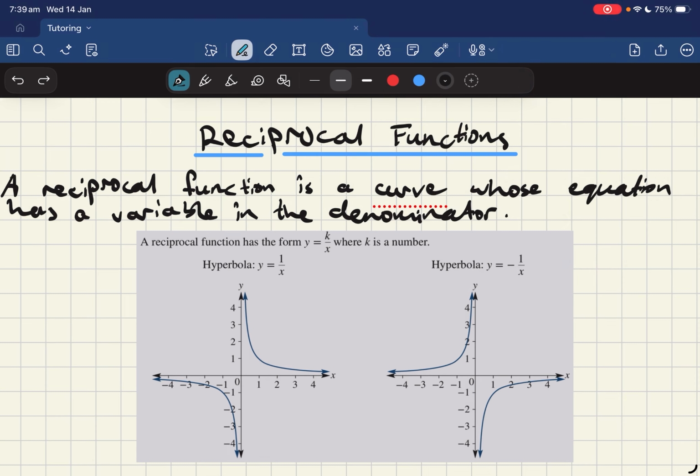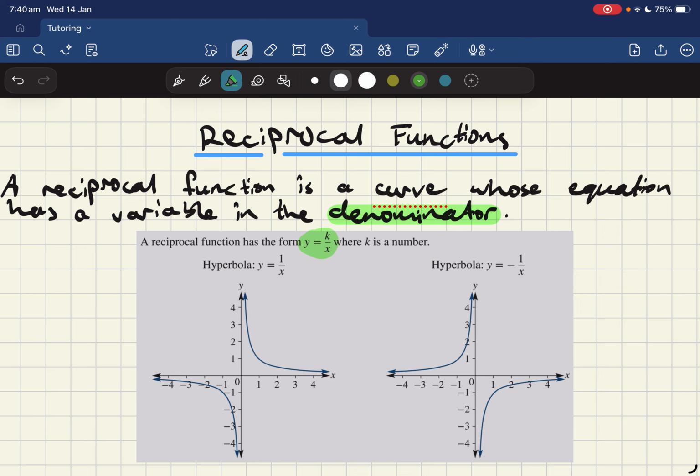So in this video, we are talking about reciprocal functions. Now, a reciprocal function is basically a curve whose equation has a variable in the denominator. Now, there's something really significant about having one of the variables on the denominator and having the other as the subject of an equation. So something like this thing you see down here, y equals k over x.